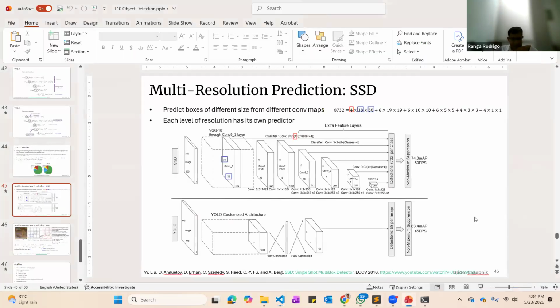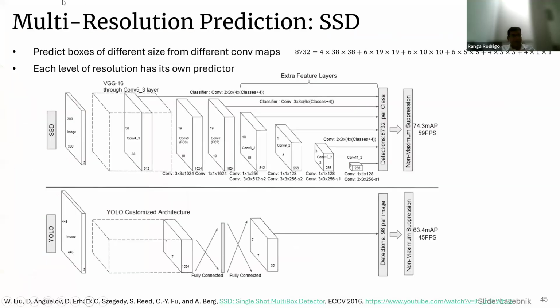So let's look at the slides and briefly study other things. This one is called SSD, which predicts boxes of different sizes from different conv maps. So there are different conv maps, and from each of these conv maps they detect. As a result, they can handle different sizes of objects. So mean average precision is high, as you can see.